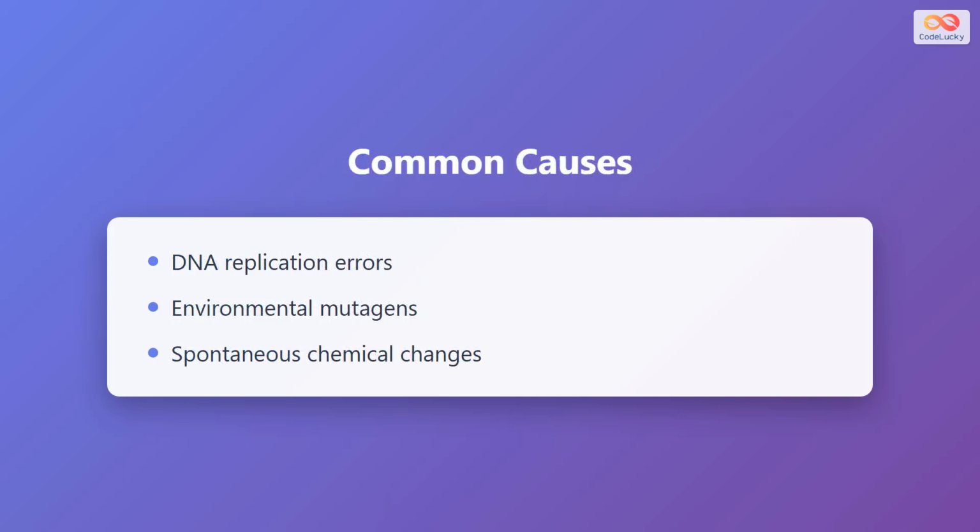Point mutations arise from several sources. DNA replication errors occur when DNA polymerase occasionally incorporates the wrong nucleotide during DNA copying. Environmental mutagens, such as ultraviolet radiation, chemicals, and certain viruses, can damage DNA and cause mutations. Spontaneous chemical changes happen naturally, such as the deamination of cytosine to uracil, which can lead to mutations if not repaired. These processes constantly introduce small changes into our genetic material.